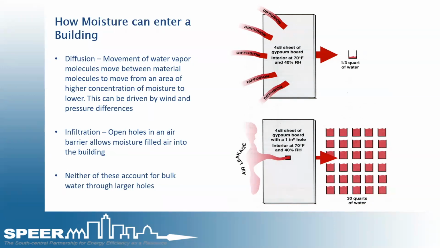You have the same board with the same conditions, and you have the accumulation of at least a 1-inch square hole, that can now turn into 30 quarts of water. So that's only 40% relative humidity. In Texas, we see that a lot, and then some, even more relative humidity higher than that in the 60s and 70%. So water can move through a lot faster if it's an open hole, as opposed to just pushing itself through with vapor.